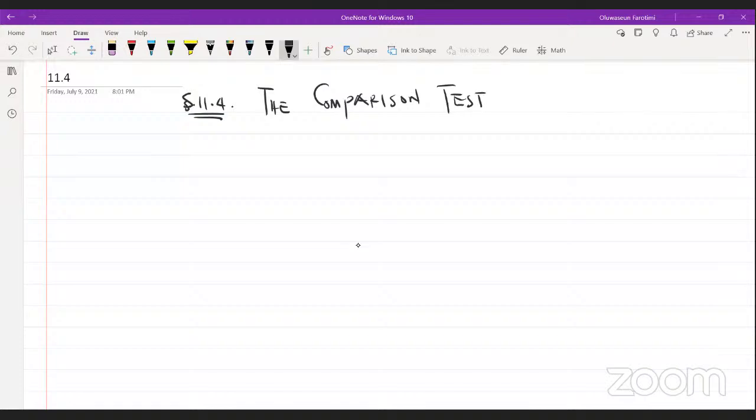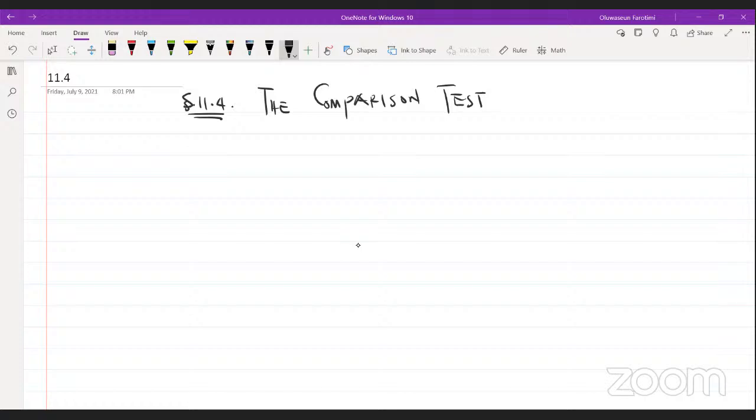So why did we decide to study this comparison test? Again, I want to remind you that you don't always find the sum of a series in every situation. So we have these different tests that can give us some kind of information about the series, whether it converges or whether it diverges. This test informs us of the behavior of that series.